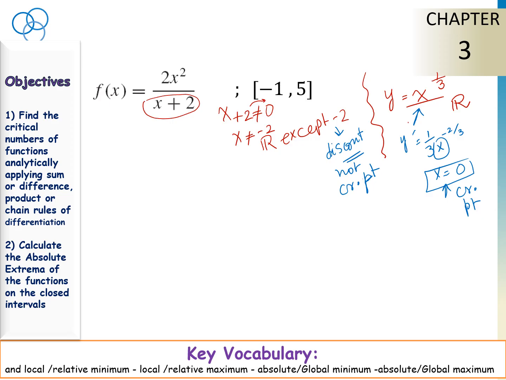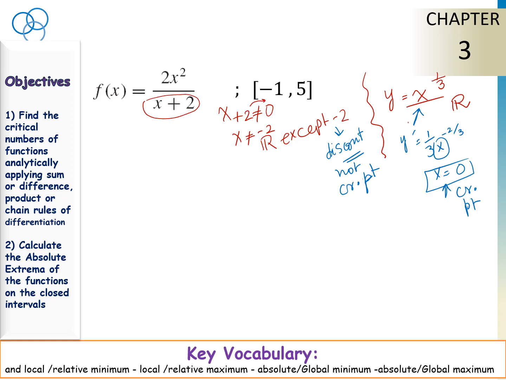But in our radical functions, there are critical points. They say that the derivative is not possible to find at the particular point. But the derivative being undefined doesn't mean you don't have a critical point.